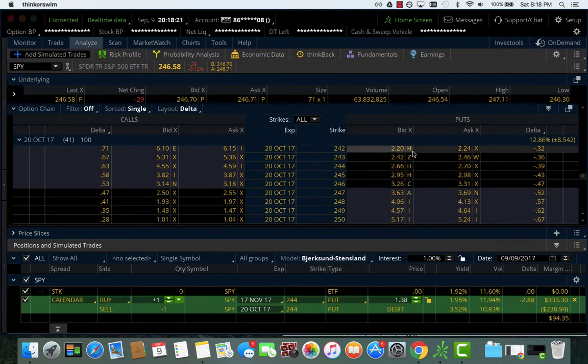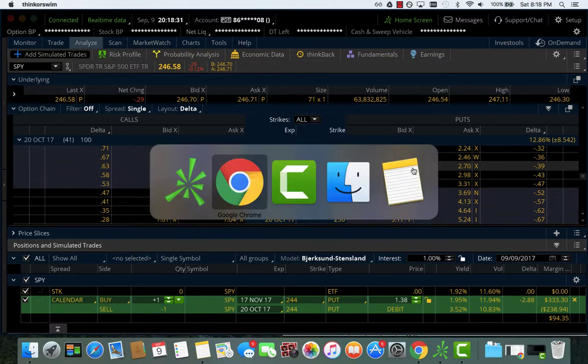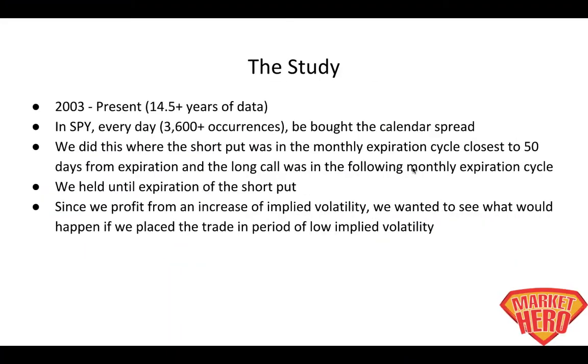So if volatility increases, the value of that put that we bought that's furthest away from expiring is going to increase in value more than the put that we have sold is going to decrease in value, right? So again, that's how we make money off of that. But remember, we make money if volatility increases.